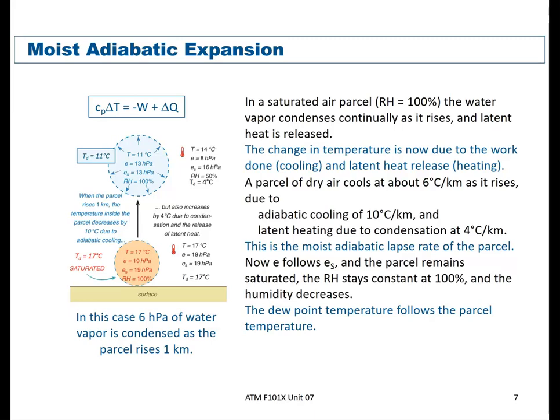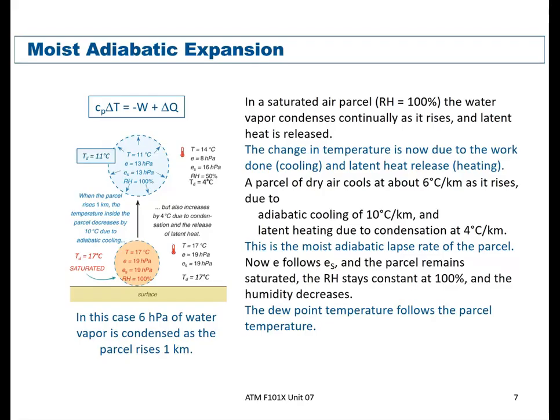In this case, at saturation, the relative humidity remains 100% and the parcel loses water as it maintains a vapor pressure equal to the saturation vapor pressure. Rising from the surface at 1000 hectopascals to 1 kilometer at 900 hectopascals, the temperature drops from 17 degrees Celsius to 11 degrees Celsius. The saturation vapor pressure drops from 19 hectopascals to 13 hectopascals.